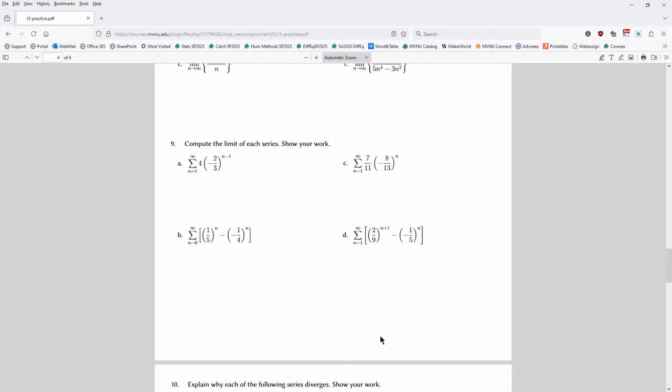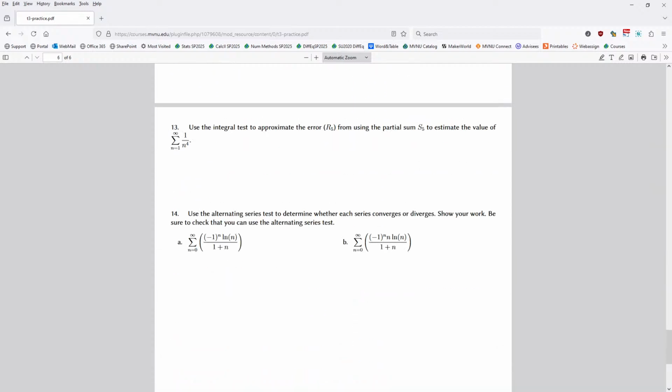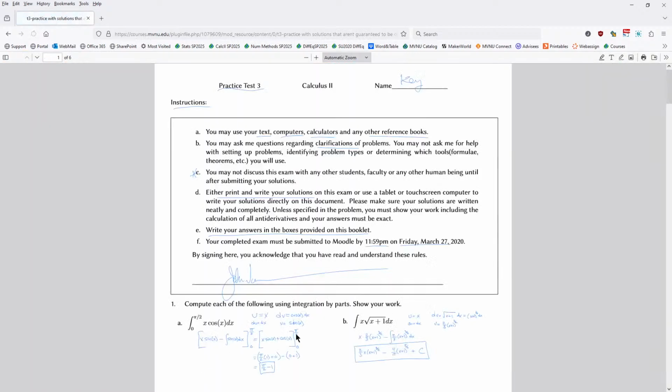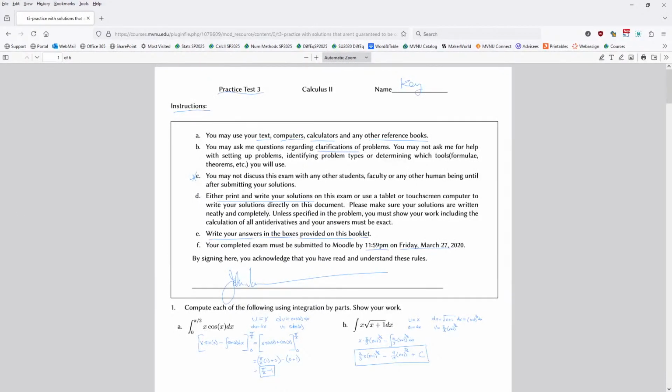I was worried because I think I was looking at another practice test I had that had some stuff on the ratio and root test. You don't have the ratio and root test on your exam. It'll be on the next one. But no, this is a pretty good representation. I hope that the answers are correct, but don't lose your mind. I just pulled this out of my files. Don't lose your mind if there's a mistake, but just be aware that they are coronavirus free, so you're all set with that.